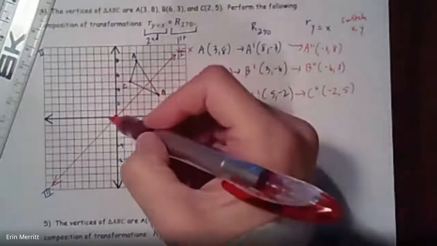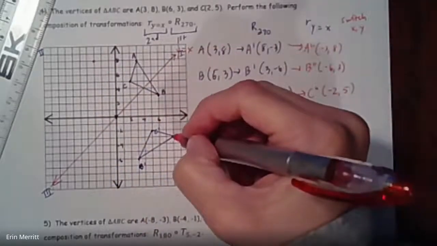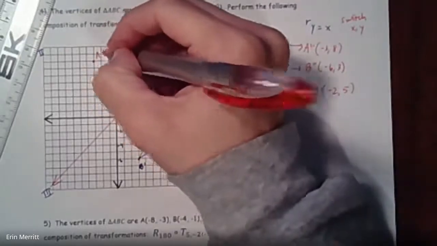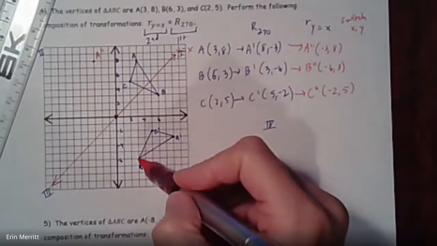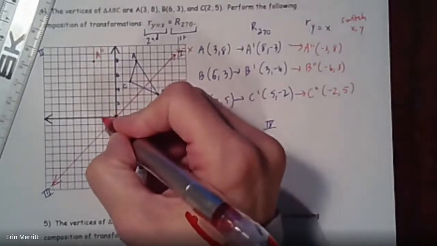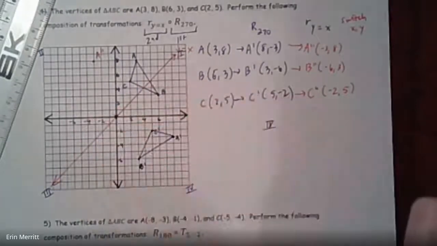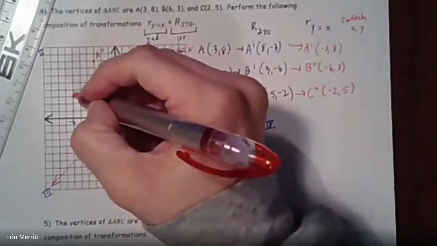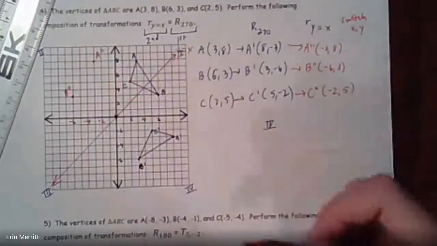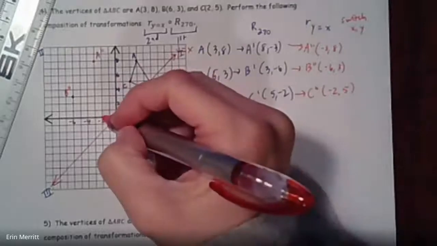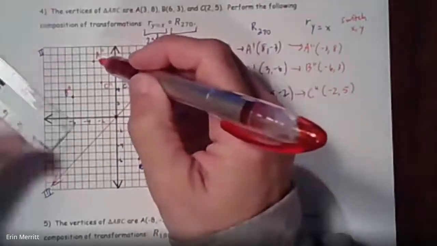So if I go to negative 3 and then up to 8, that is where A is going. So all the way across. So there's A double prime. This one, 3, negative 6, is now going to negative 6, and then up to 3, 1, 2, 3. So there's my B double prime. So it goes from here all the way over here. C double prime is landing at negative 2, 1, 2, 3, 4, 5. All right.